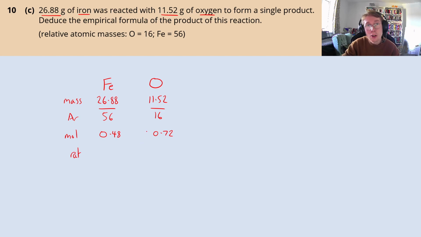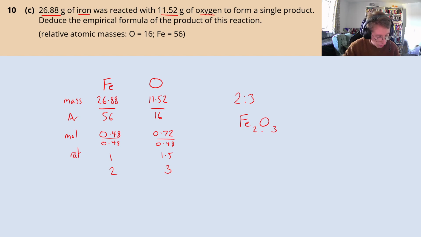Now we find the ratio. We divide both of these by the smallest number, which in this case is 0.48. If you do that, you'll notice you get an answer of 1 to 1.5. That's not the simplest whole number ratio though, so we need to multiply both of those numbers by 2 to get the simplest whole number ratio, which gives us 2 to 3. So we've got a 2 to 3 ratio, but of course that's not how we write our answer. We will write it as Fe2O3.